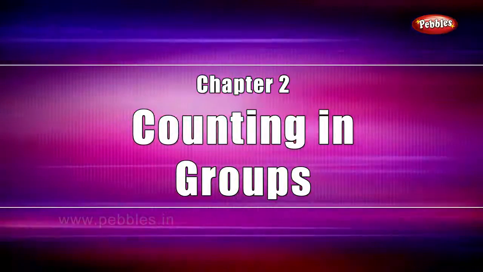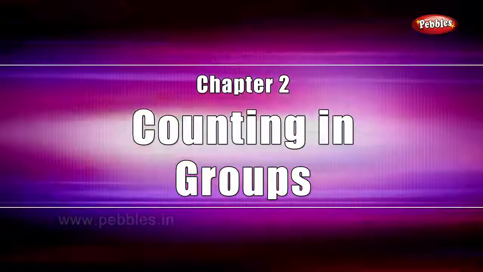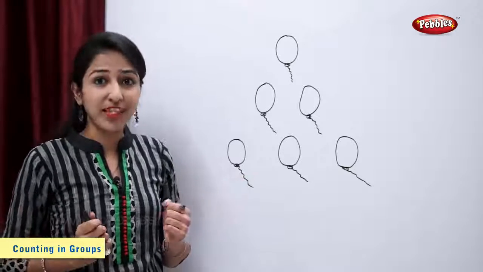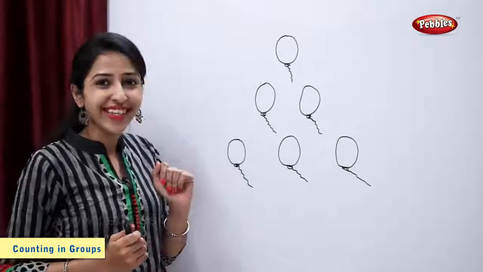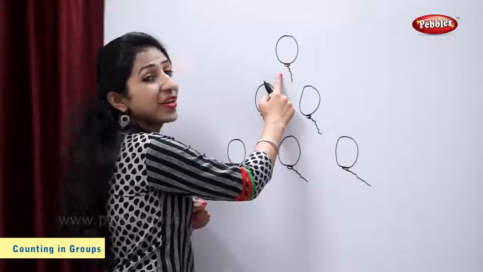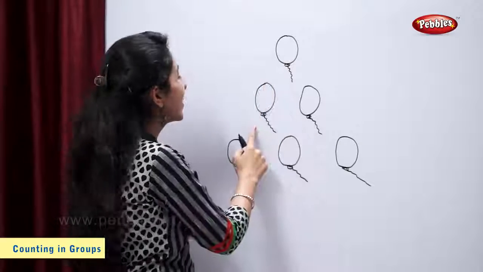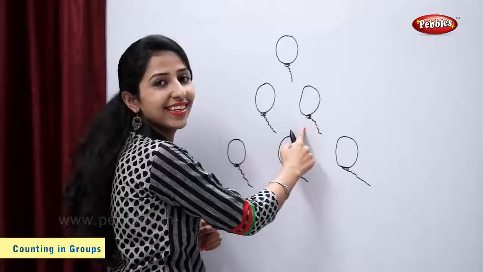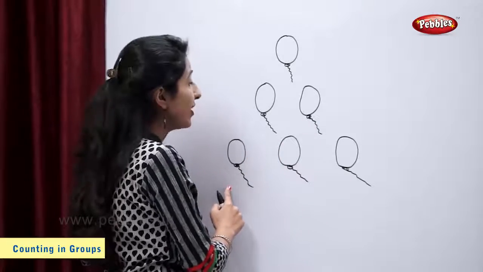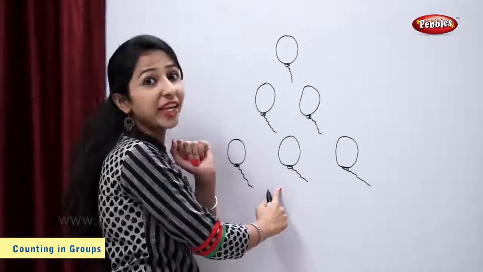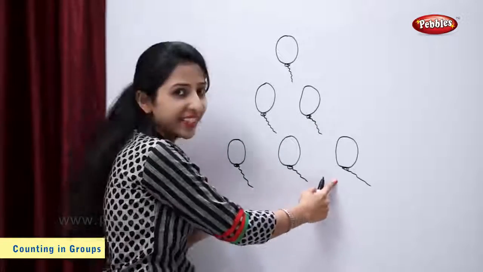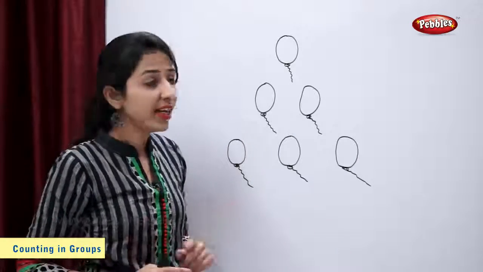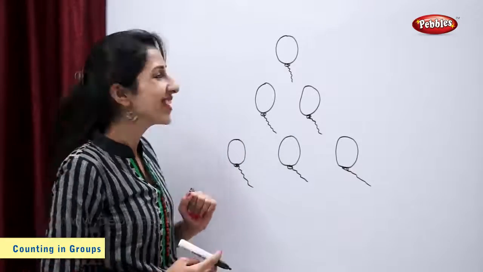Chapter 2, Counting in Groups. Students, let's count the number of balloons on the board. 1, 2, 3, 4, 5 and 6. So, there are total 6 balloons.